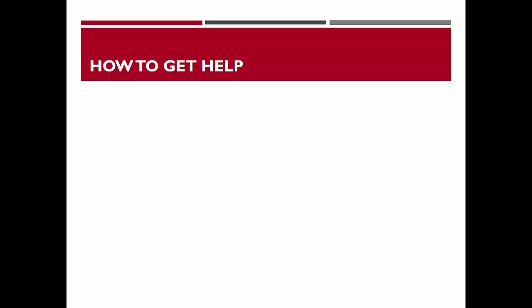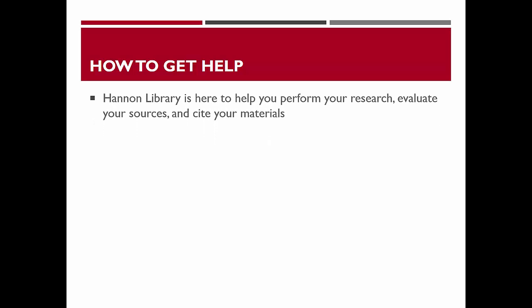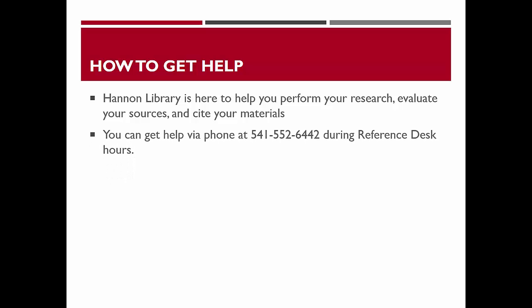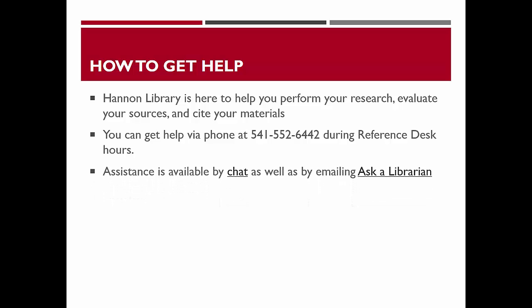So, what if you go through all this and you still need help? Well, that's okay. I am here to help you, as are other librarians here at Hannon Library. We can help you perform your research. We can help you evaluate your sources. If you found a source but you're not sure if it's really a reliable source, we will help you determine that. We can also help you cite your information if you're not sure if you're citing it correctly. You can get help by calling the reference desk directly at 541-552-6442. You can also stop by the reference desk if you are in the library.